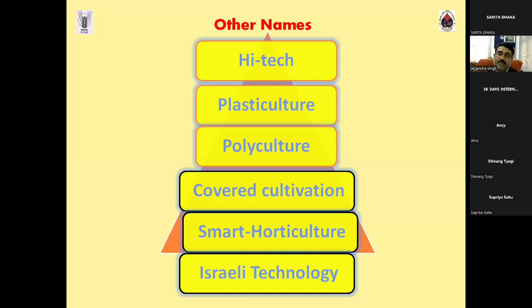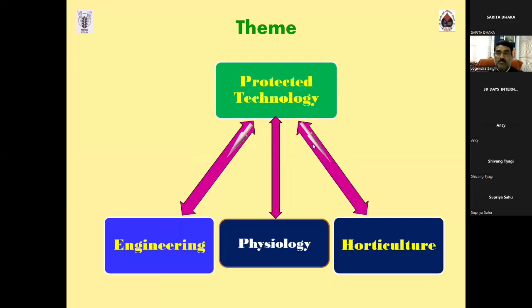So a lot of farm cultivation, mushroom cultivation, a lot of covered structures, those are known as protected cultivation technology. So these are the themes of protected cultivation. Protected cultivation technology is a part of processing engineering.